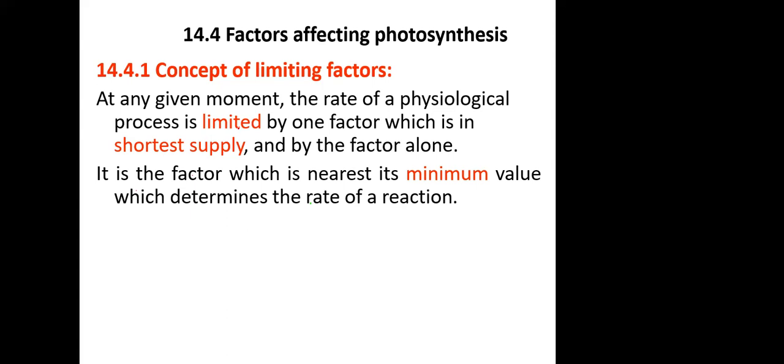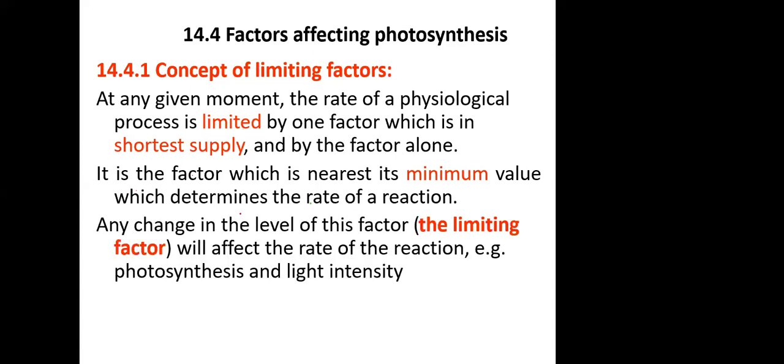If the light intensity is adequate, but the temperature is low, and you have enough carbon dioxide, then the rate of reaction of photosynthesis will be slowed down. So that's what we call the concept of limiting factors. If you change that limiting factor by increasing it, then the rate of photosynthesis will definitely increase.